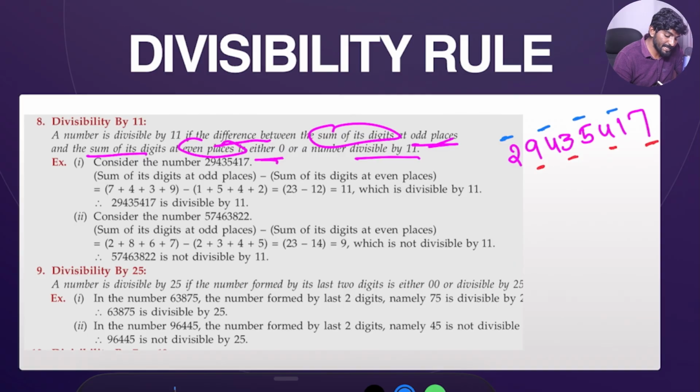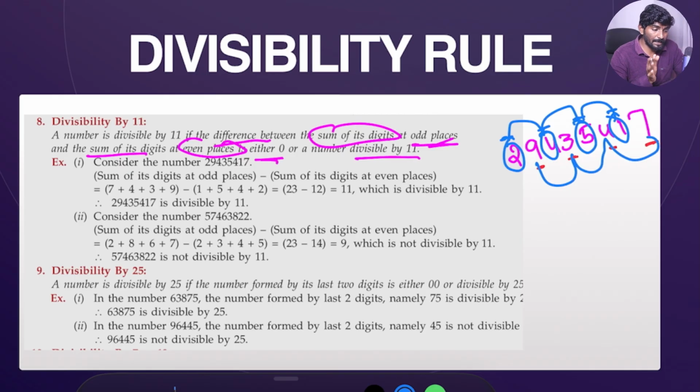These are places. I am not talking about numbers, the place where the number is. 2 is at some place, 4 is at some place, 5 is at some place, 1 is at some place. What I am doing is adding these numbers, and I am adding the other numbers separately. Separately I have to add, and after addition, I will do subtraction between both.